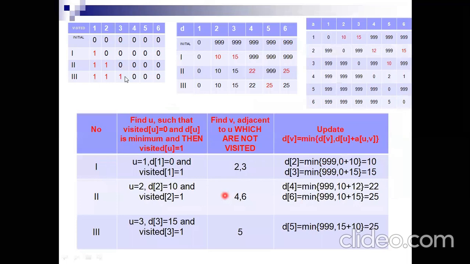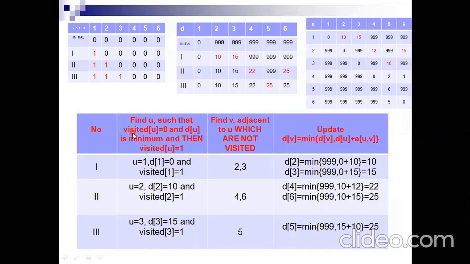For tracing the algorithm, first I'll maintain the visited array whose size is 6. Similarly, the D array whose size is 6. And similarly, I have the adjacency matrix here. So I have a table which is similar to the steps I told you. The iteration numbers I give. I'll have to repeat this till I visit all the vertices. So how many vertices do I have? 6 vertices. So I'll have 6 iterations. 6 times I'll have to do it.